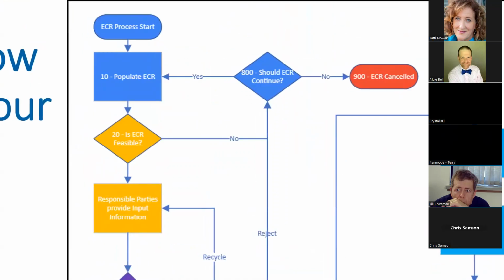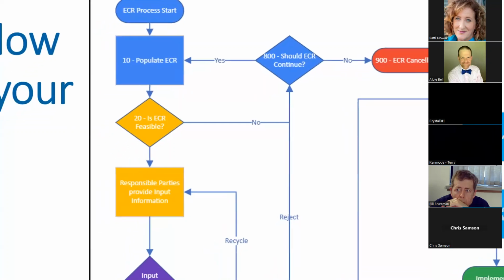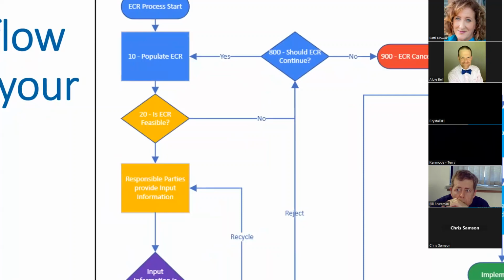So on the new side, we'll populate the ECR. What information does a person need to make an initial start of it? What are we changing? Who's doing it? That type of boilerplate activity. I've built in, is it feasible?